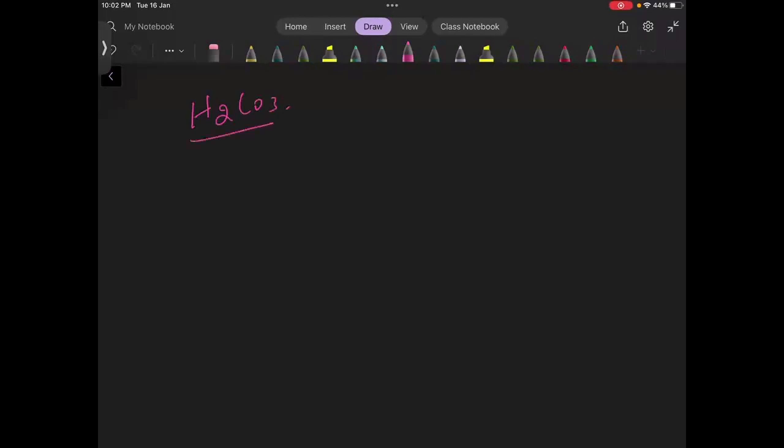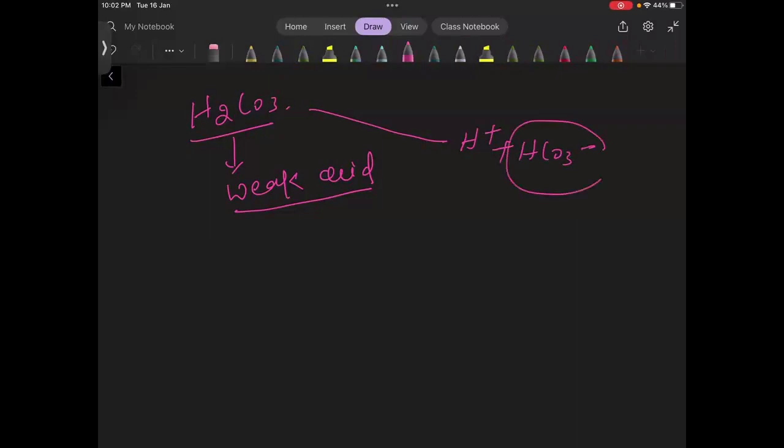See that, students, H2CO3 is a weak acid. That is a weak acid, correct? And why is it a weak acid? Because it dissociates to a small extent into H+ and HCO3-, so it dissociates to a small extent to bicarbonate.